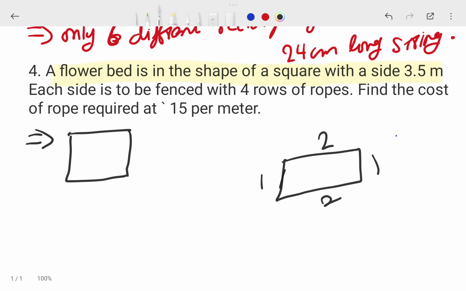In a square, what will happen? If it is 2 now, it is also going to be 2, it's also going to be 2, it's also going to be 2. So this is the property of the square. In the square, what will happen?